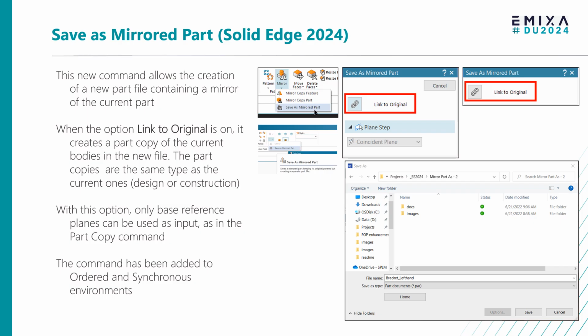Next is the Save as Mirrored part in Solid Edge 2024. This new command allows the creation of a new part file containing a mirror of the current part. With the option link to original on, it creates a part copy of the current bodies in the new file. The part copies are the same type as the current ones, design or construction. With this option, only base reference planes can be used as input, as in the part copy command. The command has only been added to both the ordered and synchronous environment.